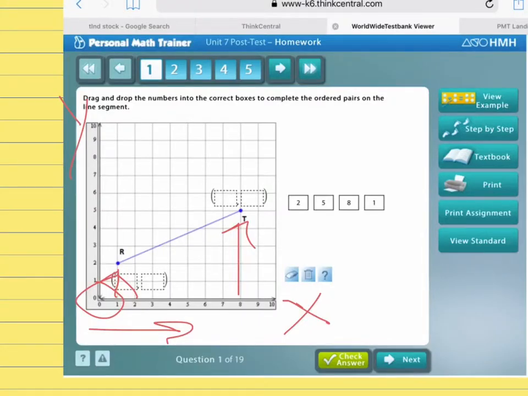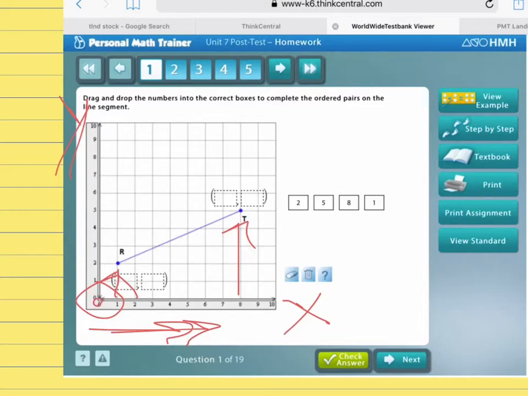So first question, we've done this before, but let's just do a quick overview. Remember that the x-axis is going this way. That's the x-axis, and the y-axis is going like that. So we're going to go x before y, and so we have to start at the origin.